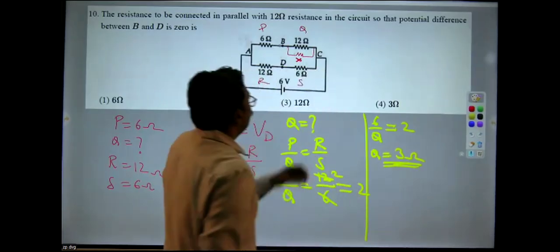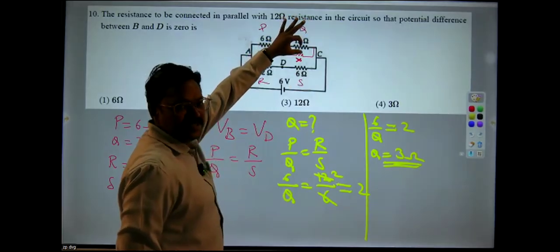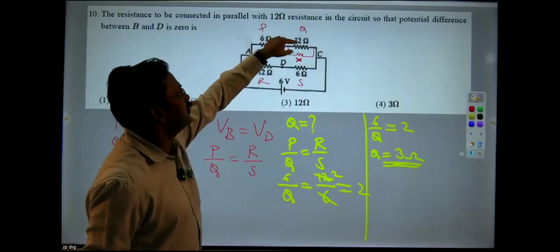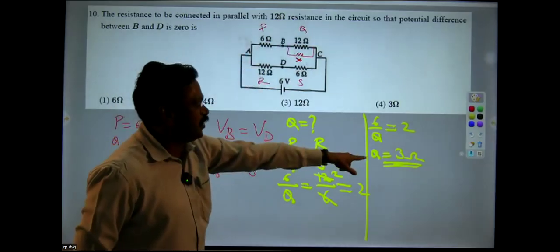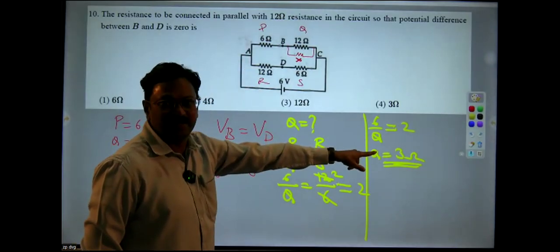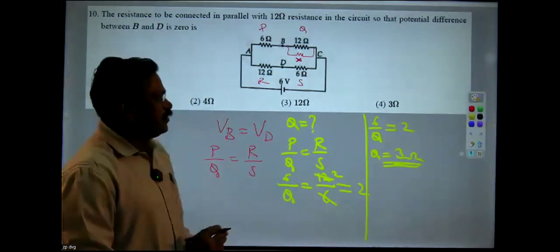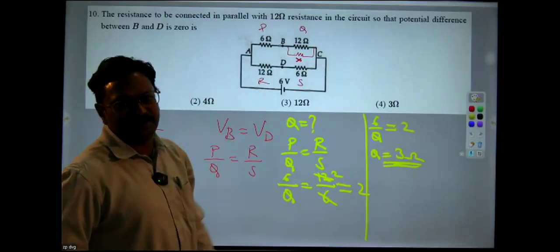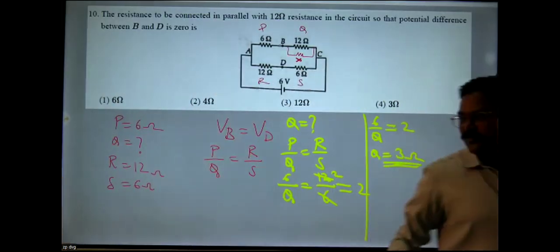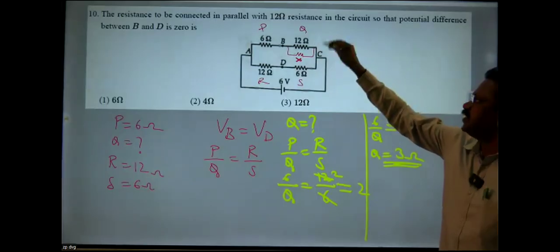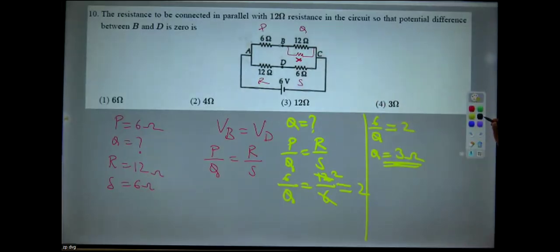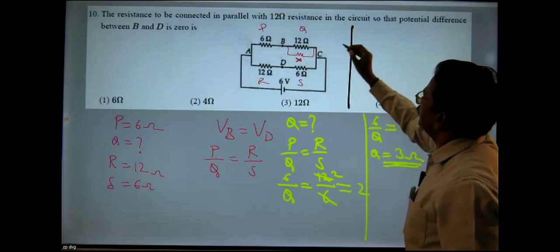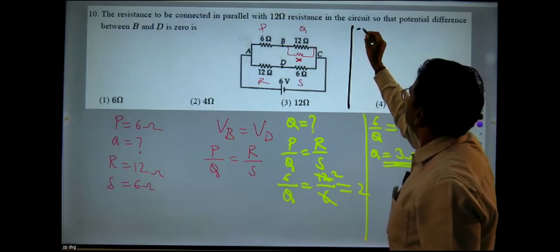That means the equivalent resistance that is supposed to be here is 3. This is 2 times the other, so for the ratio to hold this has to be 3, right? So we have the value of Q equal to 3. What value of resistance connected in parallel makes this 3? That's what we need to find out now. What is the value of X for which the resultant becomes 3? Let me consider here, the value of Q is equal to 3 ohm.